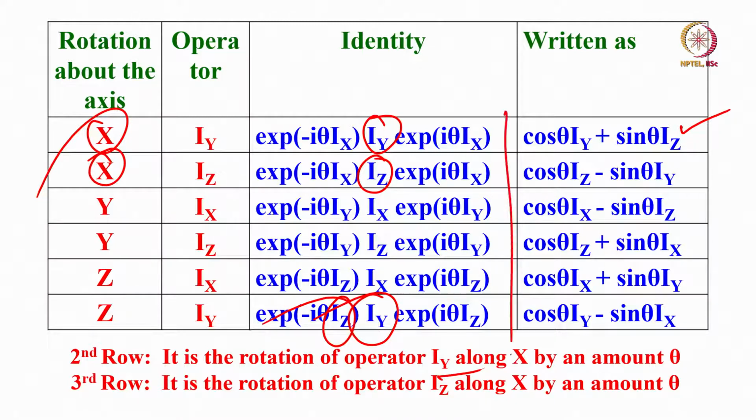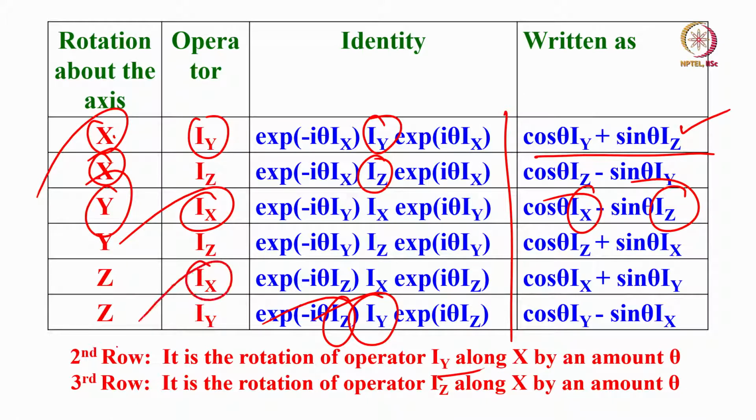And for all these operations, the 5 or 6 which are there, solutions are easily written like this. For rotation of Iy about x, the solution is cosine theta Iy plus sin theta Iz. Similarly, for rotation of Ix about y axis, it is cosine theta Ix minus sin theta Iz. Similarly, rotation of Ix about z axis is given by cosine theta Ix plus sin theta Iy. The amount by which it is rotated is given by theta. So, theta is the amount by which you are rotating, this is the axis of rotation, and this is the operator that you are rotating.